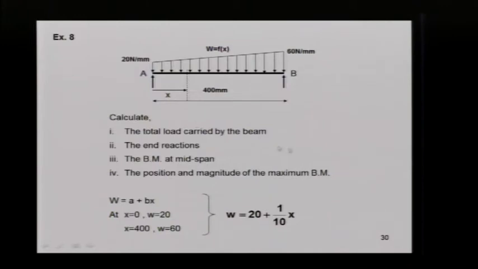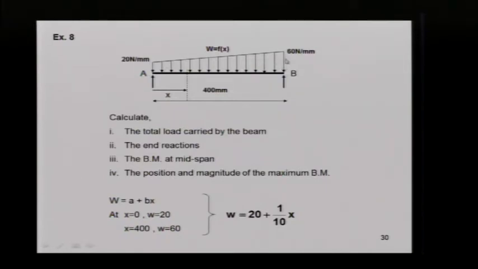So RA times 400 is equal to, now the moment caused by this load can be considered as being made of two parts. One is a rectangular part where the total load is 20 into 400, times the line of action of that load. Line of action is 200. That's a rectangular part. Then you have a triangular part, and that moment is opposite to the moment caused by RA about B.